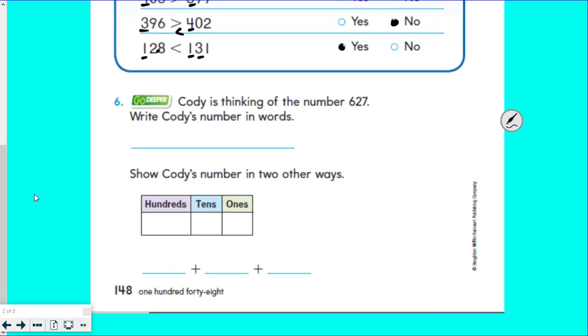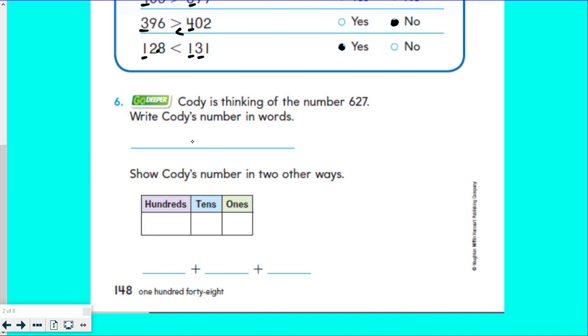Okay, so Cody is thinking of the number 627. Write Cody's number in words. That's easy enough. Do that one. And then show Cody's number in two other ways. So how many hundreds, tens, and ones in his number. And then show his number as a sum of the values in 627. So pause your video, do number 6, and then we'll check it together.